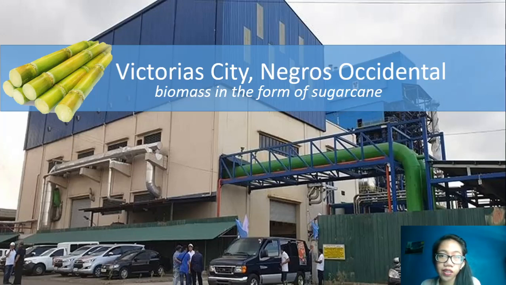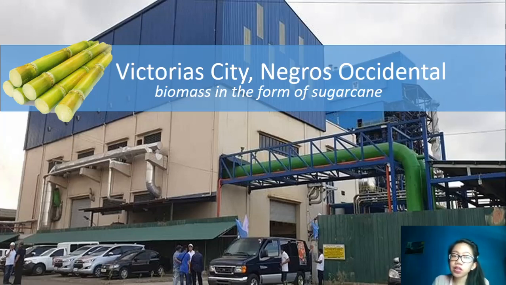But there is an interesting biofuel power plant in Victoria City, Negros Occidental, because Victoria City is known for their sugarcane production. They have been supplying our country with sugar for decades now. What they did recently, I think in 2018, is since whenever you're producing sugarcane, you're not using the whole plant. There will be parts of the plant which you will not use, for example, the leaves and the smaller parts of the sugar cane.